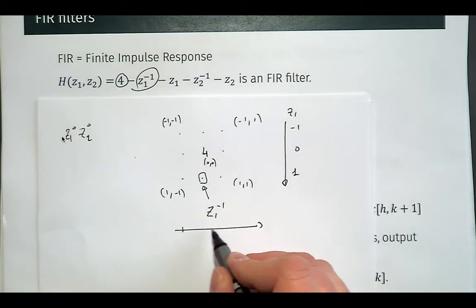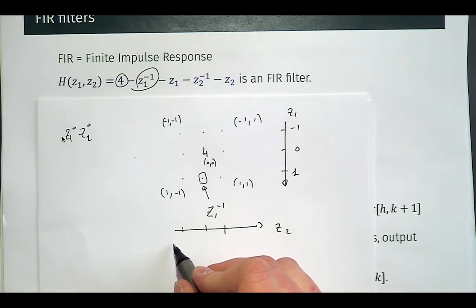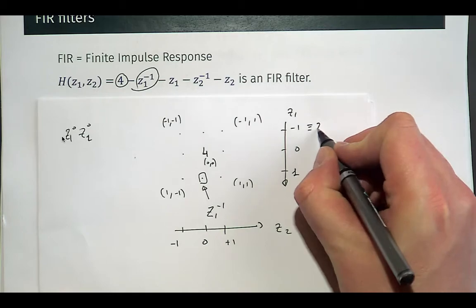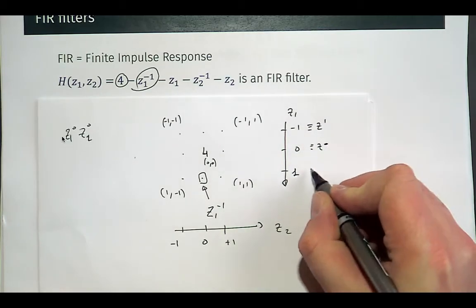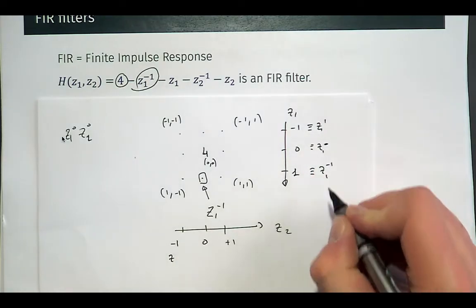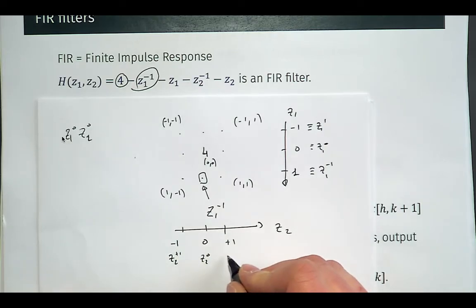And same here, if you have Z2 here, you have -1, Z2 plus 1, Z2 0, Z2 minus 1. It's a bit confusing. Just get used to it.